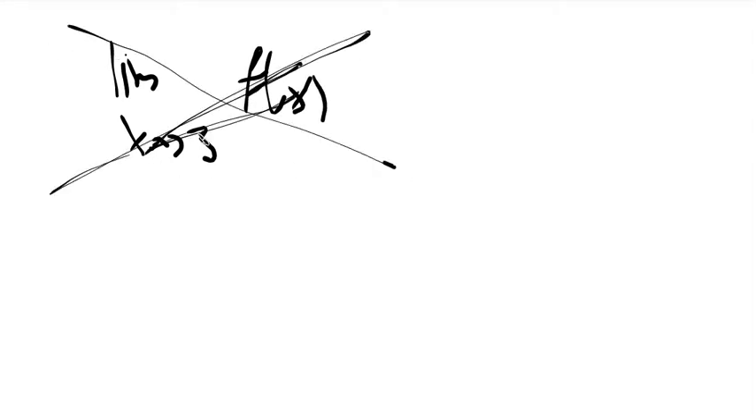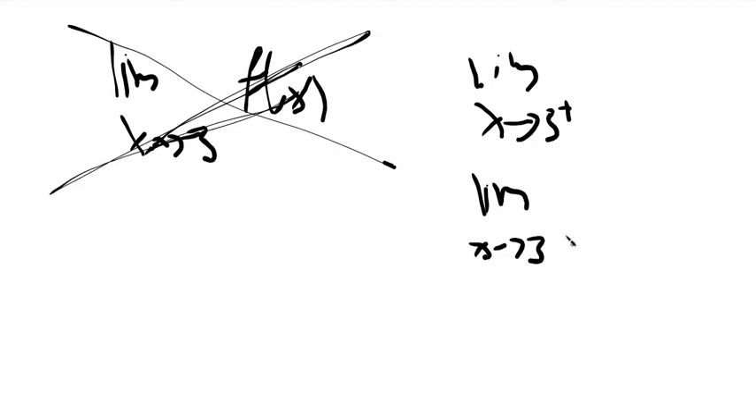So there can't be a limit as x approaches 3. Oops, sorry, I'll rewrite that. The limit as x approaches 3 of f of x cannot exist because the limit as x approaches 3 from the right and the limit as x approaches 3 from the left are not equal to each other. So they do not equal. So that's our first thing. But both the limit from the right and the limit from the left exist.